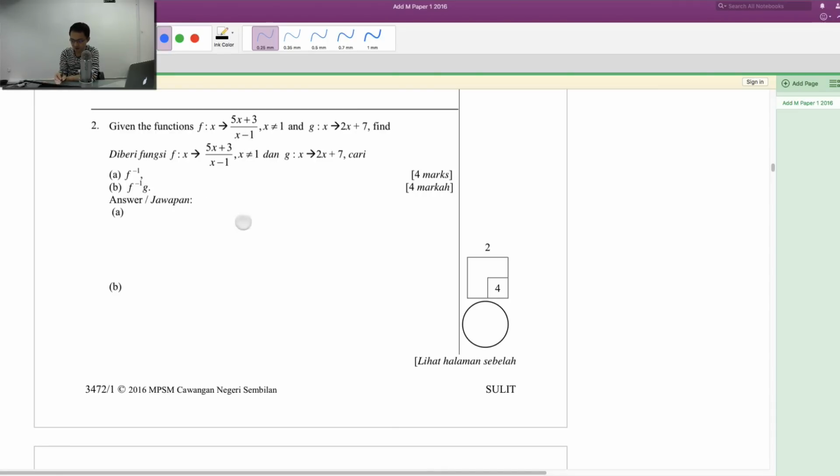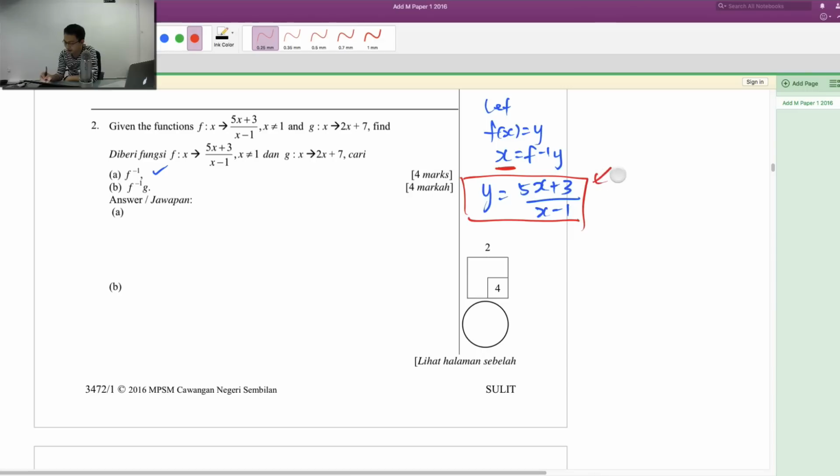So you will need to do inverse for f. In order to do inverse for f, when you have a fraction like this, it's a bit complicated. So what we do is I will let f(x) equal y, then I move my f to the other side, x equals f inverse of y. So since f(x) equals y, I can say y equals (5x + 3)/(x - 1). Then in order to find f inverse, I must make x the subject of this equation. So my objective is to make x the subject, meaning x equals something.